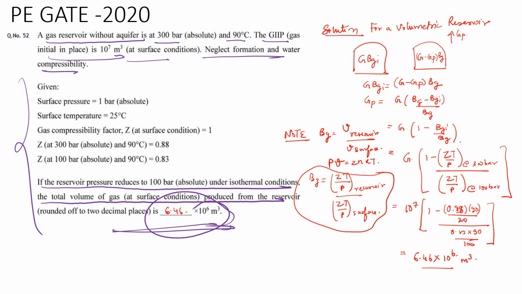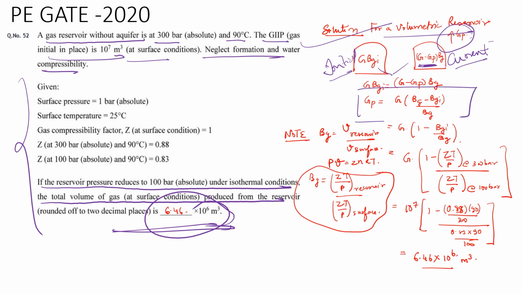Now let's look at the solution. As we know, for a volumetric reservoir, my initial condition will have G into Bgi, and the current condition would be this. That is, after producing Gp gas, this would be the remaining volume at current condition. Now on equating both the tanks, I will get my Gp as G into (Bg minus Bgi) upon Bg.